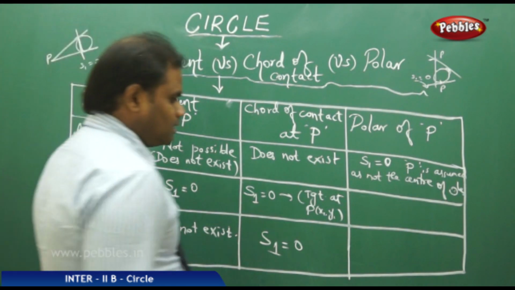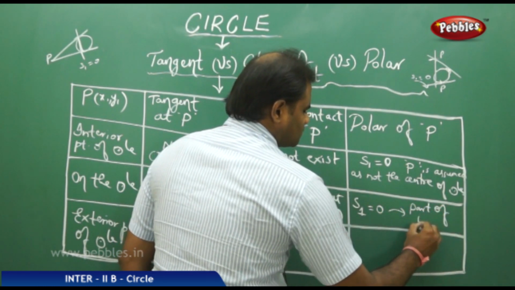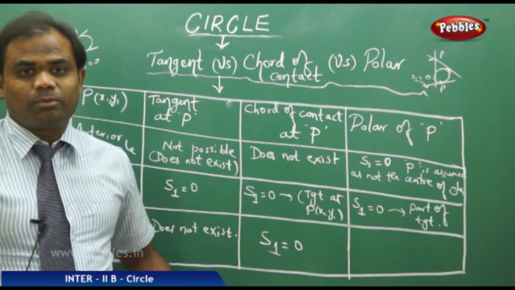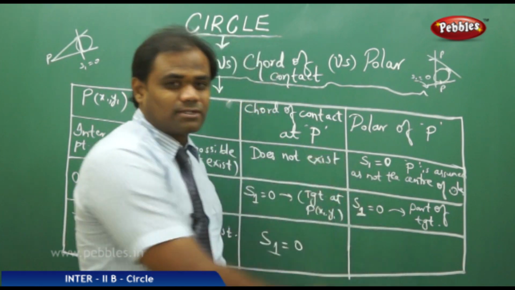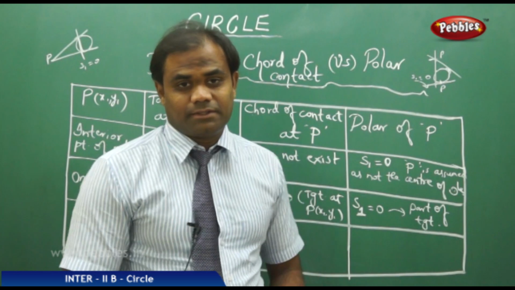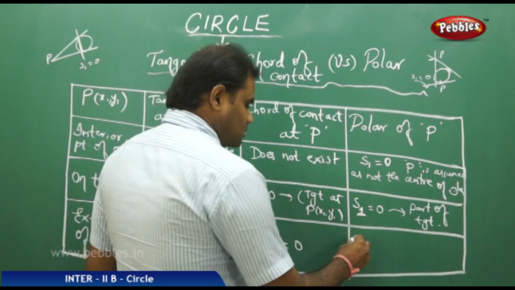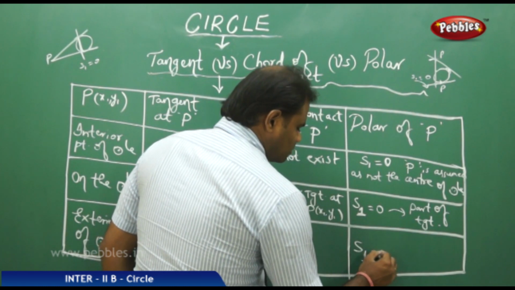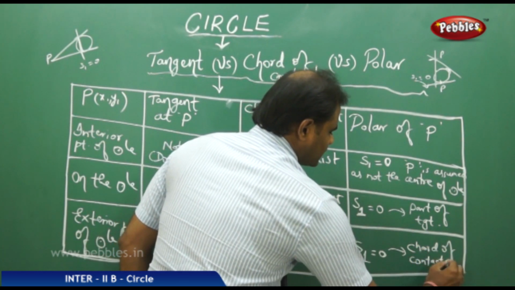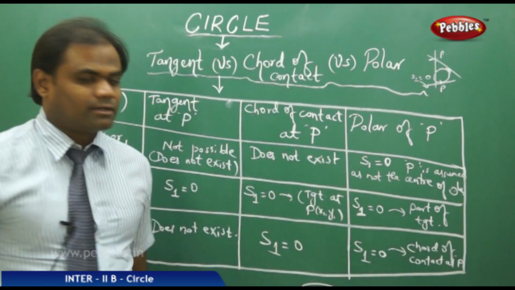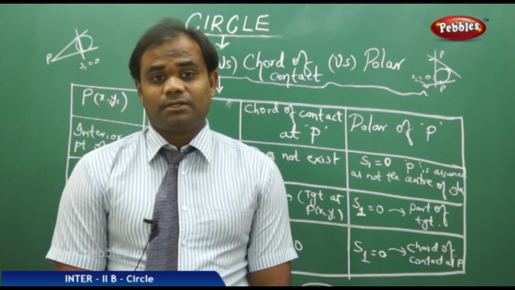Next, the polar of P on the circle is given by S1 equal to 0, and this is nothing but part of the tangent. We all know it is the unique point P through which all the chords pass, and hence the polar of P for a point on the circle is nothing but part of the tangent, or coincides with the tangent. Similarly, the polar of P for an exterior point, as we have seen in the previous case, is nothing but the chord of contact. That is how I understand the three cases for a tangent, the chord of contact, and the polar of a point with respect to the circle S equal to 0.